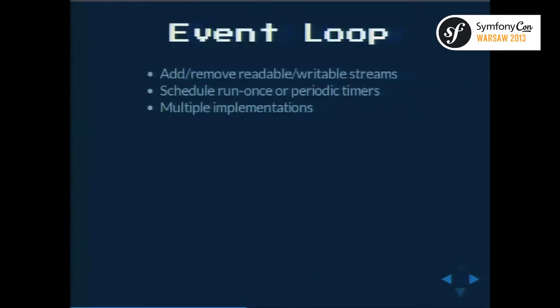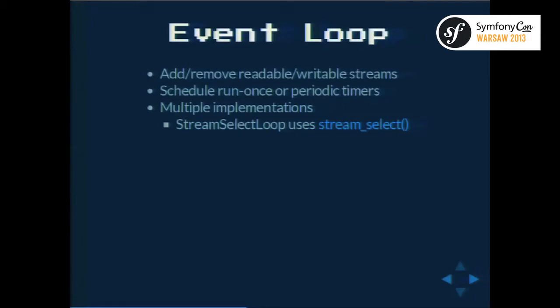And so the event loop in React, we can add and remove streams to it. So basically say that we want to start tracking a stream. When a connection comes in, the first thing we're going to do is start tracking it. After we accept the socket, and now we have this stream resource, we'll start tracking. And then we might have the timers that I mentioned earlier. And I mentioned also that we use the factory. There's multiple implementations of the event loop that we might use. So there's the default one.